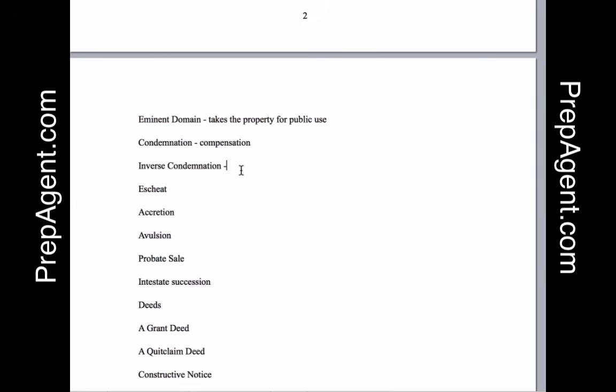Okay, so we were saying condemnation is compensation. So what's inverse condemnation then? That's when you need to sue because you weren't properly compensated. Yeah, so what's the deal here? Eminent domain, they take your property for public use. Example, they expand a highway, and the highway goes through your property, and they need to purchase your property because the community needs that highway.